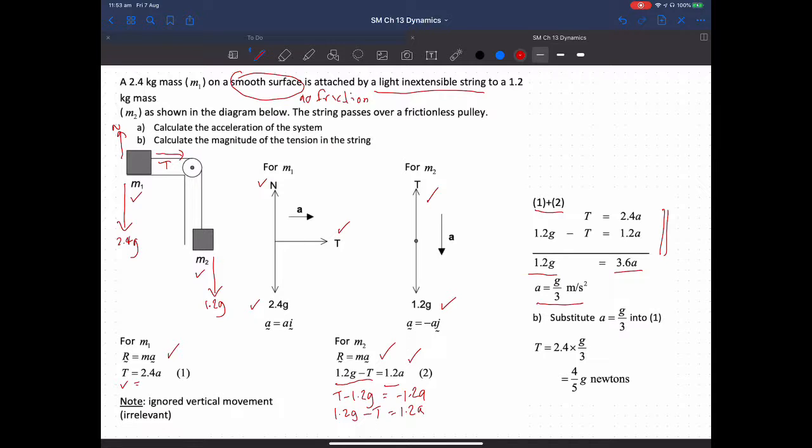I can then take that value of A and substitute it into either equation. Obviously, equation number 1 is the easiest. When I substitute into equation 1, I get tension equals 4/5 g newtons.